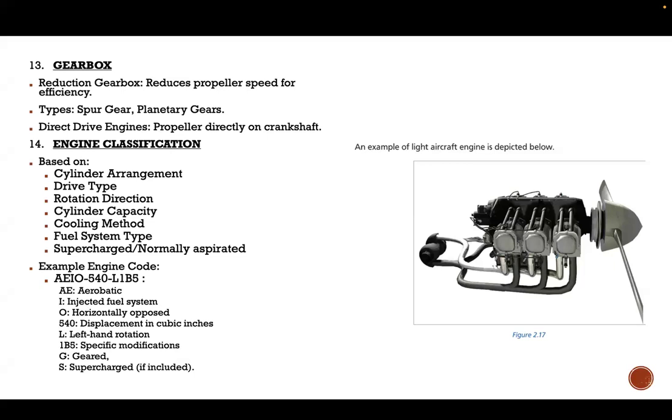So if you have to do aerobatic maneuvers, your aircraft has to be fuel injected, only then can you do it. Then O stands for horizontally opposed, and 540 is the displacement in cubic inches. So this particular engine is 540 cubic inches of displacement. Then L is left hand rotation, and IB5 is a specific modification that has been done. And you have S and GS, geared and supercharged if included. It's not there, so it is neither geared nor supercharged. It is just these three things that are going to be given for this particular type of engine.